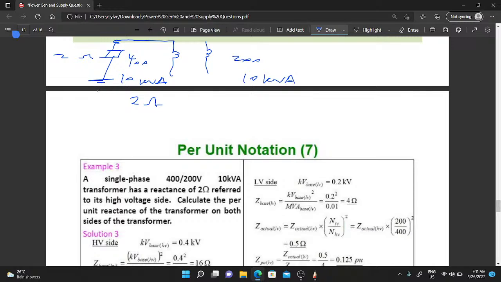Which question is that? Let's look up something.